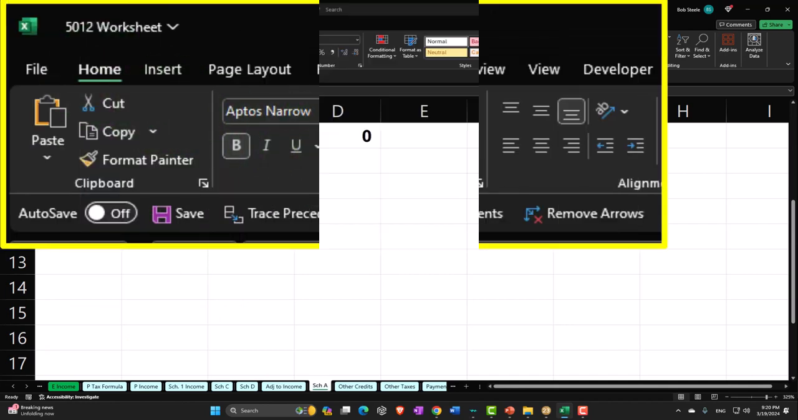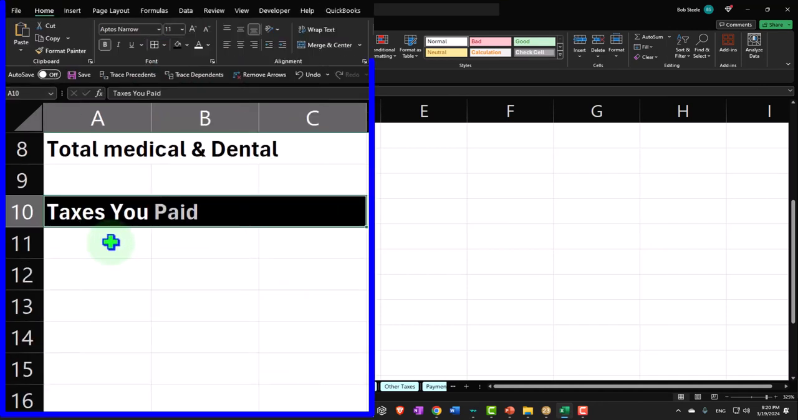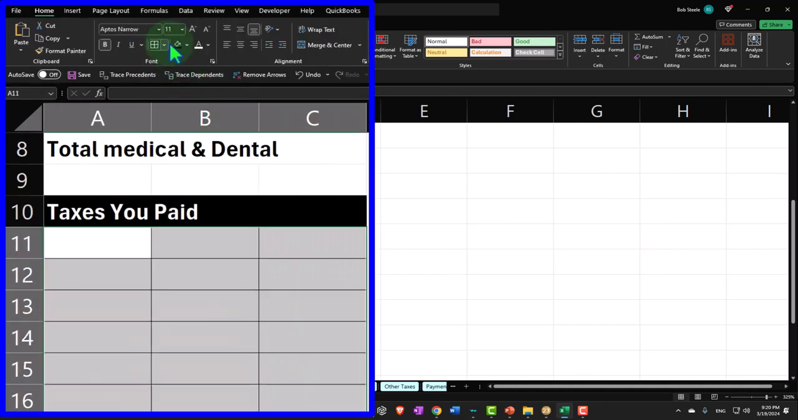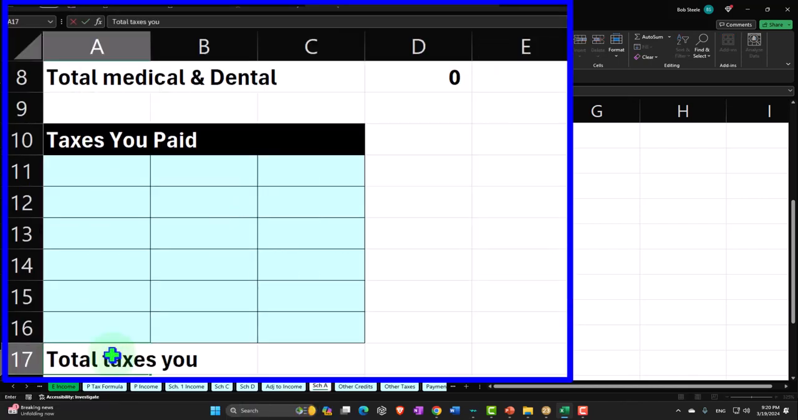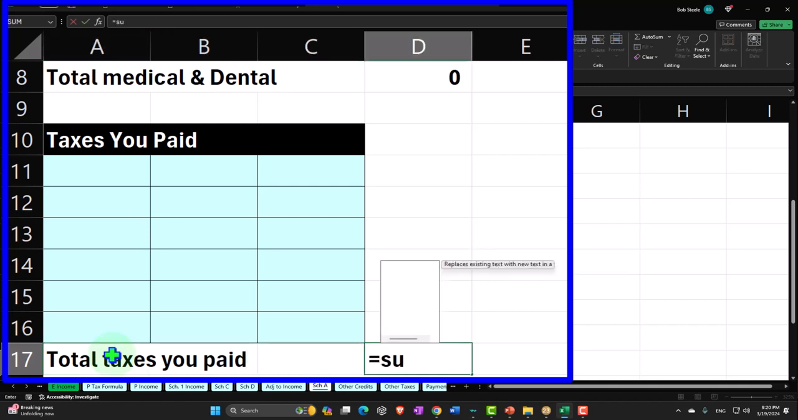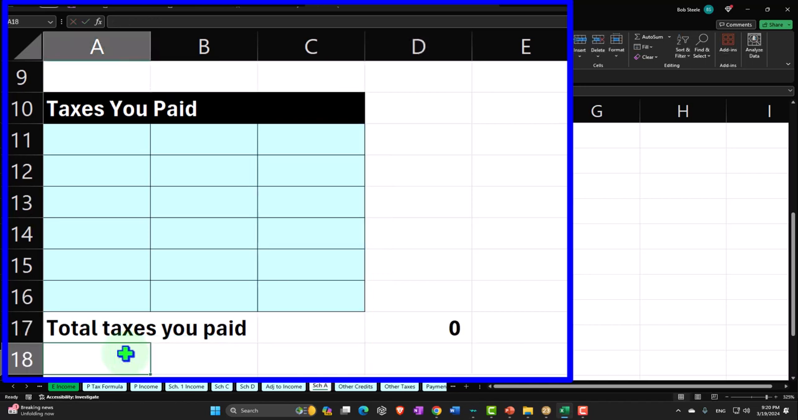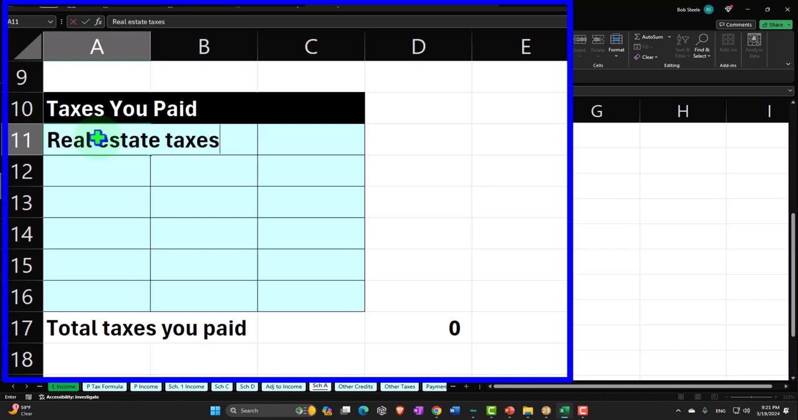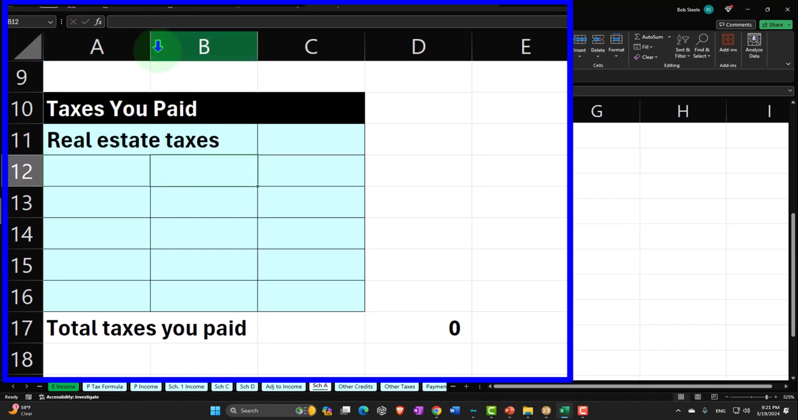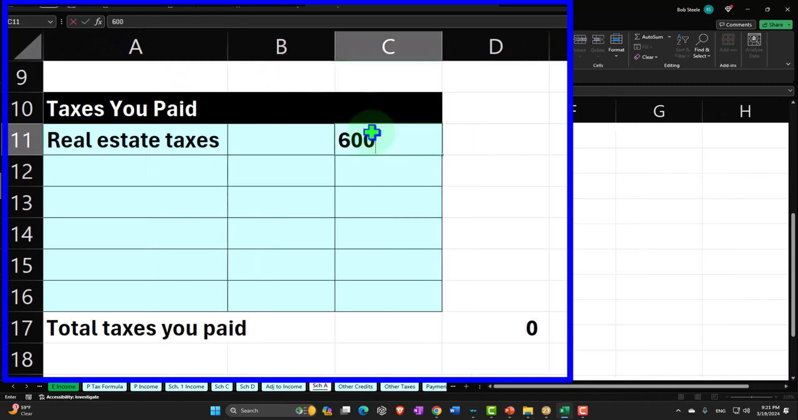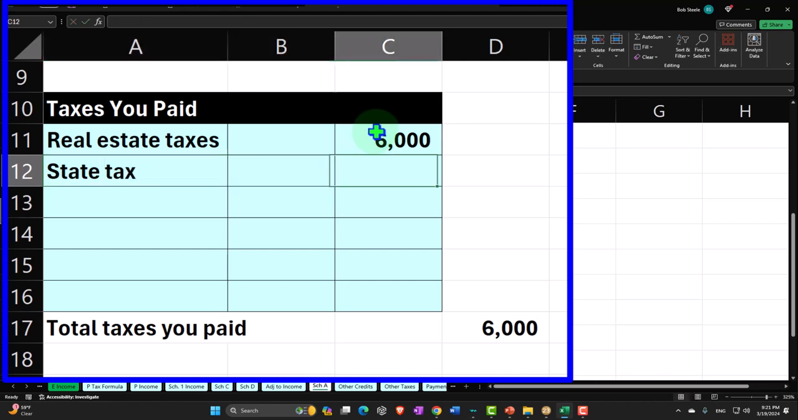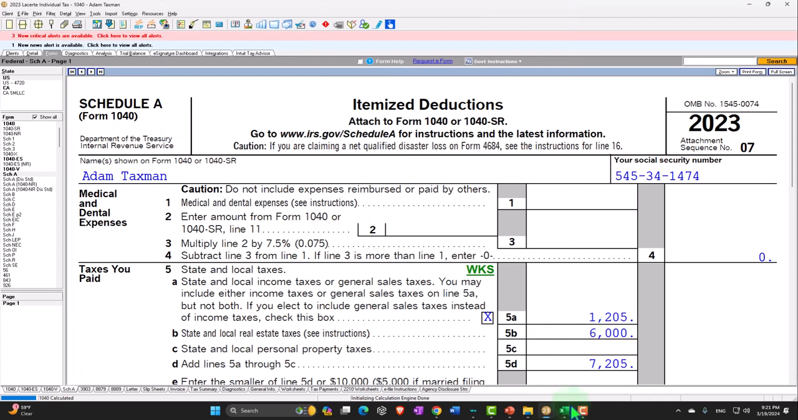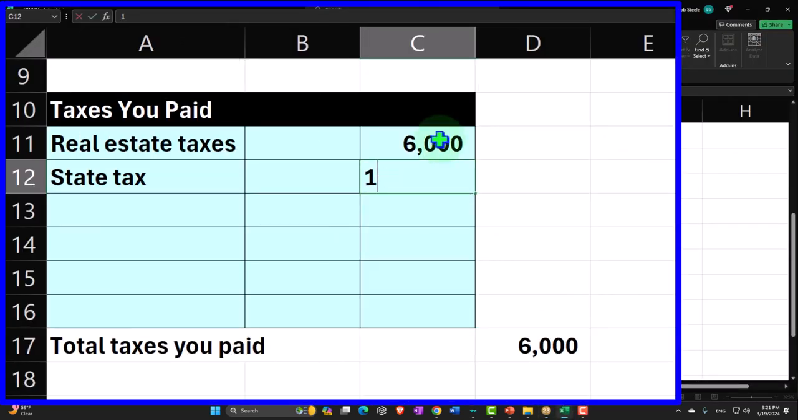Home tab, font group, we'll make it black, white. We'll get some space down here, make it bordered blue. And then total taxes you paid, outside equals the sum of that category. And in this case, we had real estate taxes. And I'll just put this maybe in the outer category of 6,000. And we also had state tax that the system calculated at the 1,205. So I'll let it calculate that for now, 1,205.